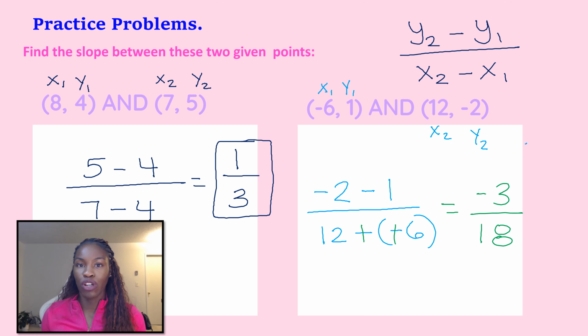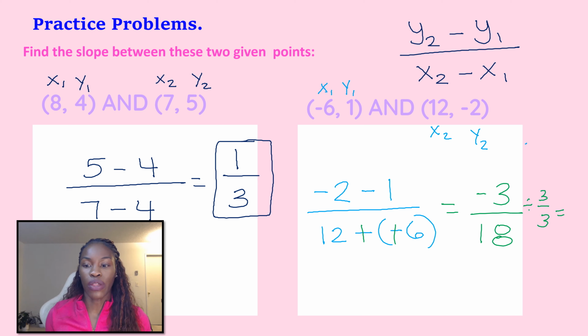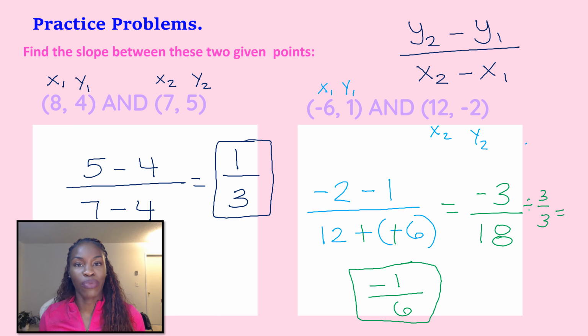Okay, so this will be our slope, but you can definitely reduce this. In other words, simplify. So I'm going to simplify this by, I know that 3 can go into both numbers. So I'm going to divide that by 3. And that will leave me with, and I'll just write it down here, negative 3 divided by 3 is negative 1. And 18 divided by 3 is 6. So this is our slope between those two points.